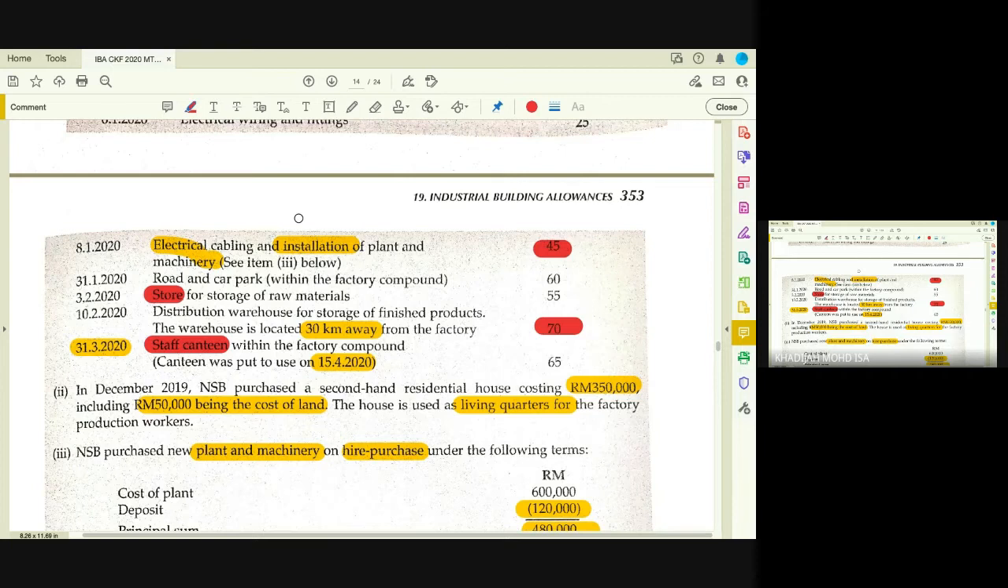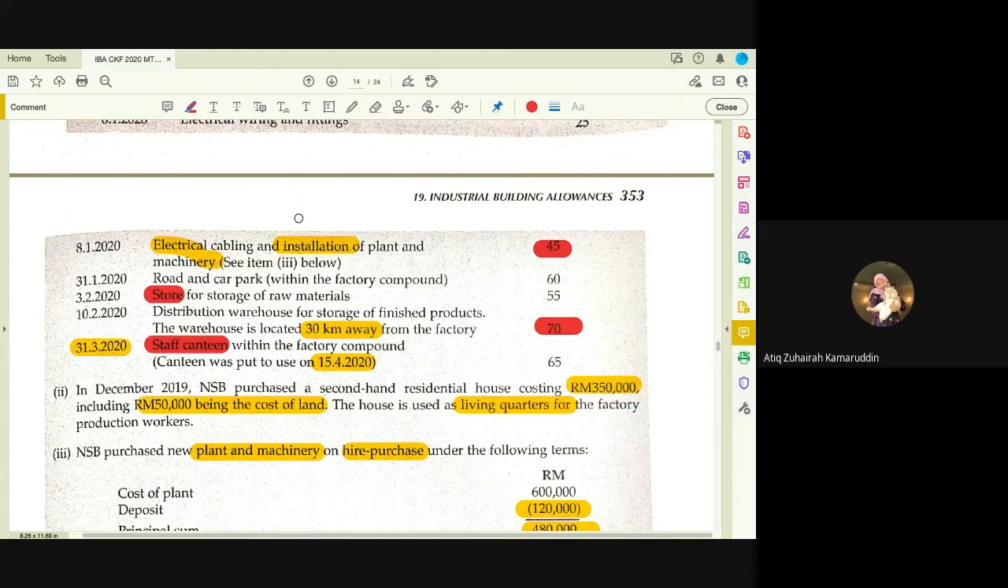We have a staff canteen within the factory compound. So remember, staff canteen is staff welfare. So whatever building is related to staff welfare is also an industrial building. But the canteen was put to use on 15th of April 2020. So 15th April 2020 is which YA?